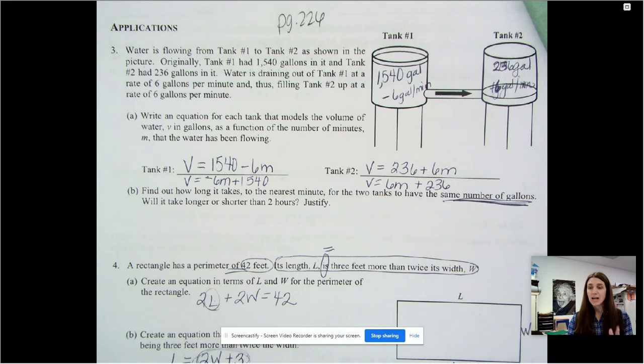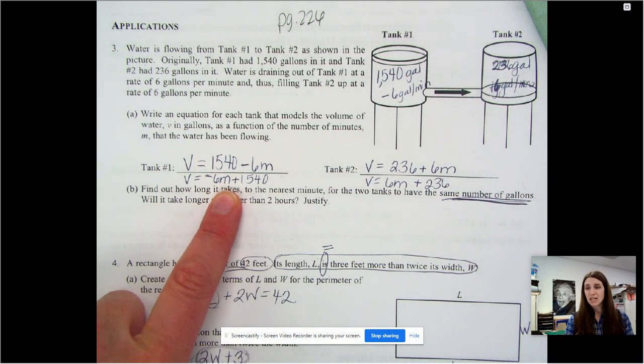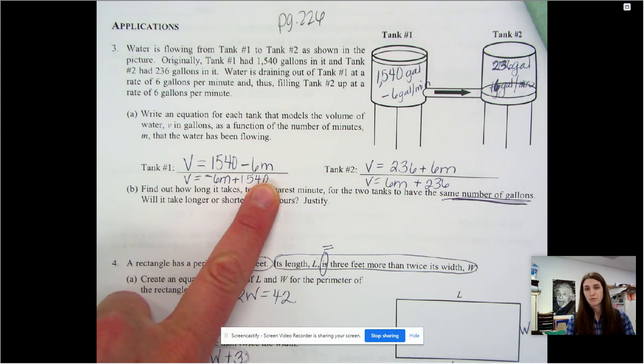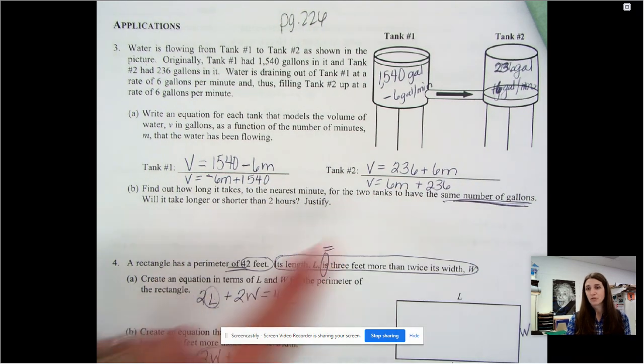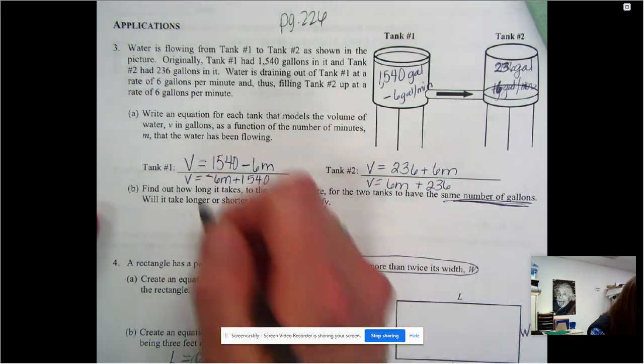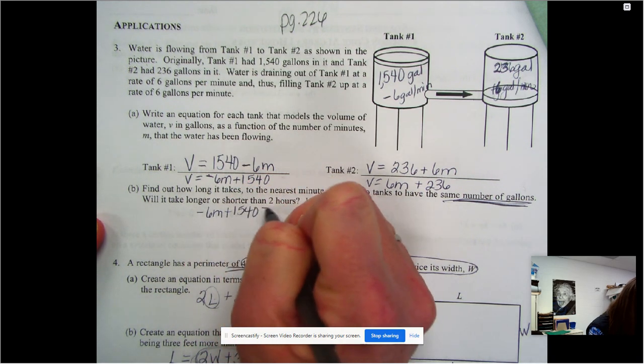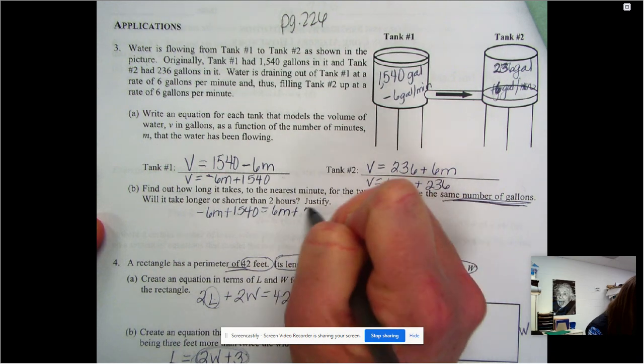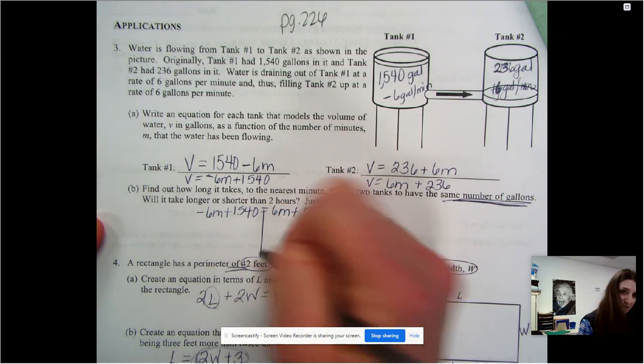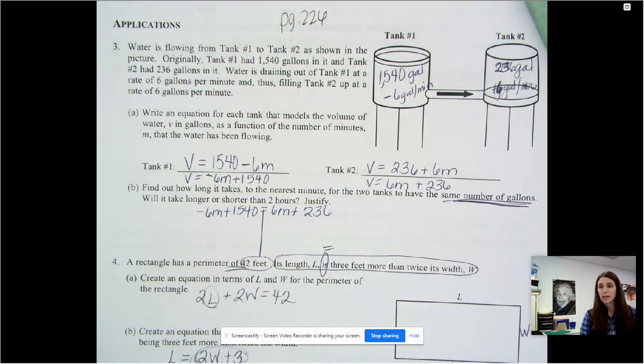So we need to set those 2 equations equal to one another, meaning when is negative 6M plus 1,540 going to equal 6M plus 236? When will the rates equal out? So let's go ahead and set up that equation, put your balance beam in, solve it, pause the video, solve it, press play when you're ready to go over it.